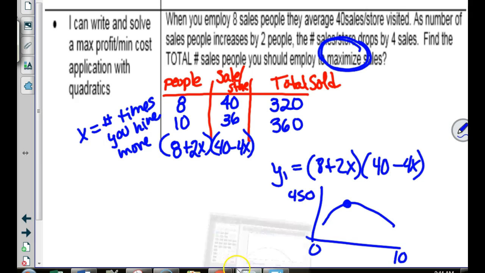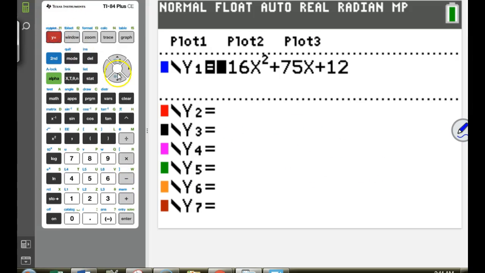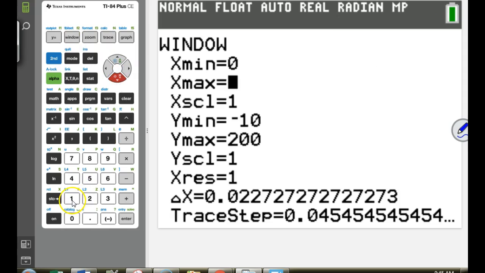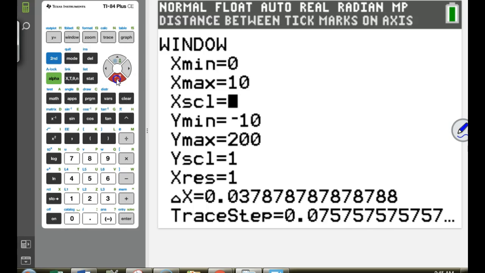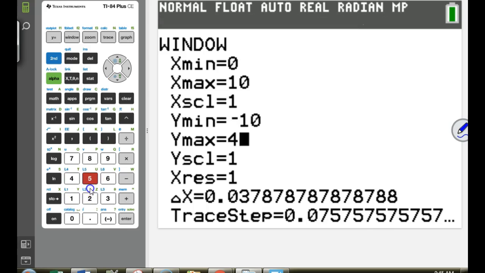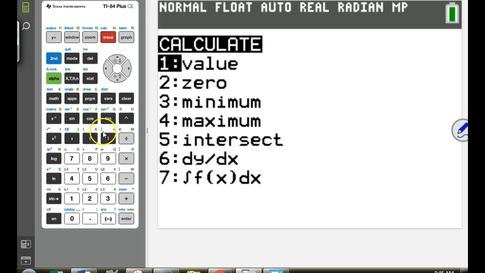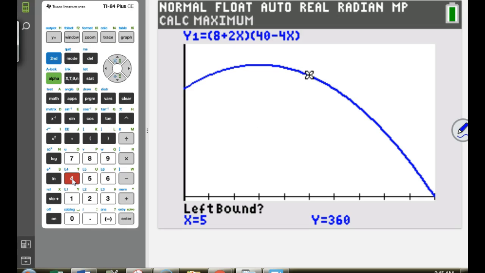All right. Eight plus 2x, was that right? And 40 minus 4x? 0 to 10, was that what we said it could max out at? And maybe 400 or 450 or something, I have no idea, 500. Okay. So I'm not trying to find the 0 this time, I'm trying to find the maximum. Second trace, maximum.